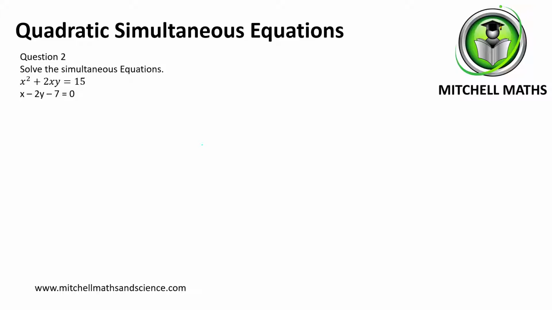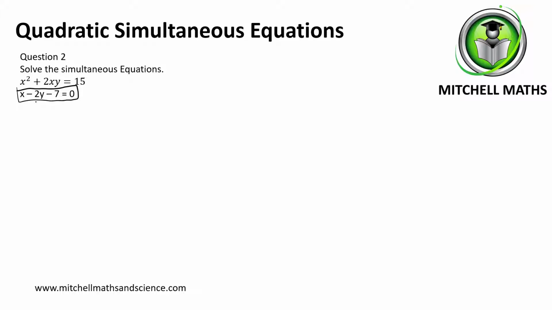Right, the next question. This one's a bit more difficult because one of the reasons is we're going to have to rearrange at the start. I've got x squared plus 2xy equals 15, and I've got x minus 2y minus 7 equals 0. The easiest one for me to rearrange will be the bottom equation, and I want to rearrange it so I either get y equals or x equals. In this case it'll be a lot easier to get x equals because I've got a single x on its own.